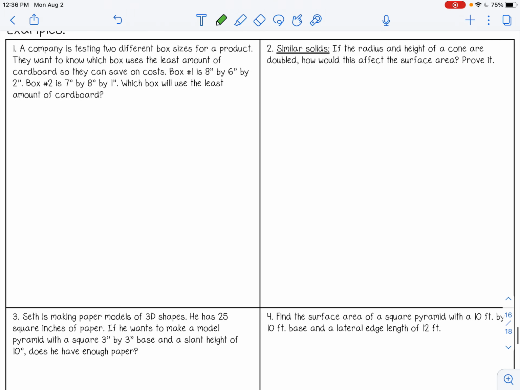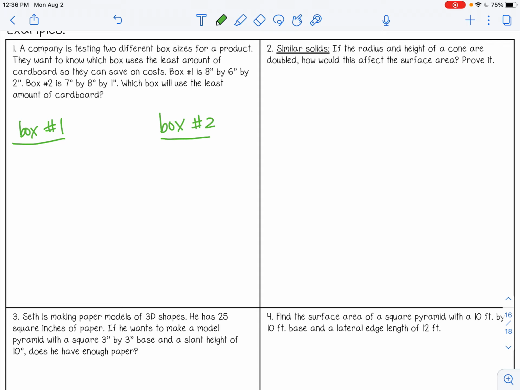So number one, a company is testing 2 different box sizes for a product. They want to know which box uses the least amount of cardboard so they can save on costs. So box number 1 is 8 by 6 by 2. Box number 2 is 7 by 8 by 1. So basically we just need to find the surface area of both, because that would be the cardboard of the box, and see which one has a smaller surface area. So I'm just going to write box number 1, box number 2. Boxes are rectangular prisms.